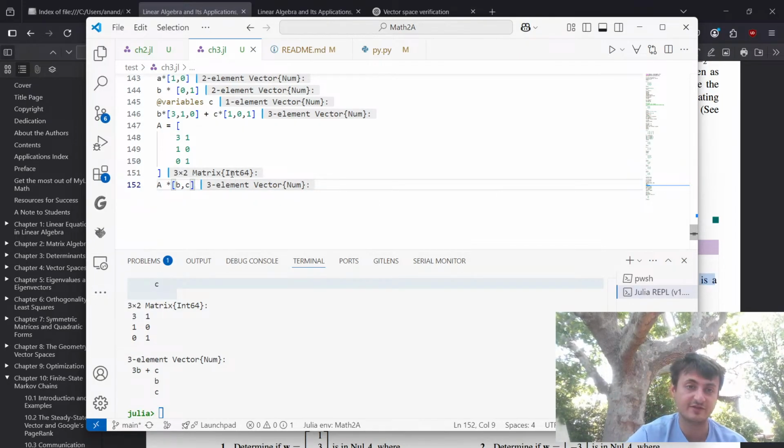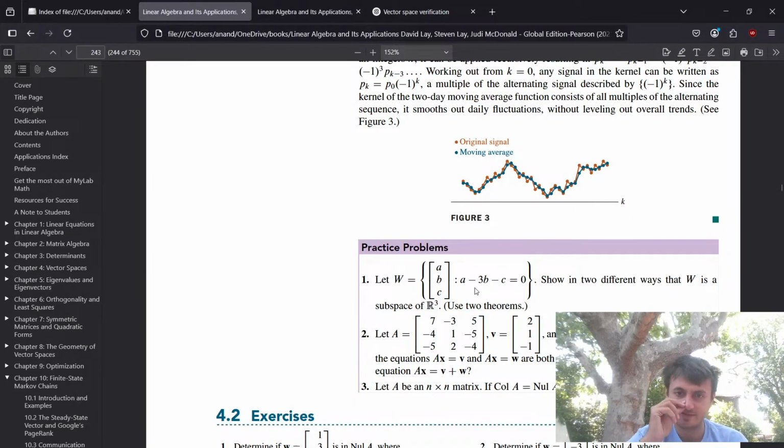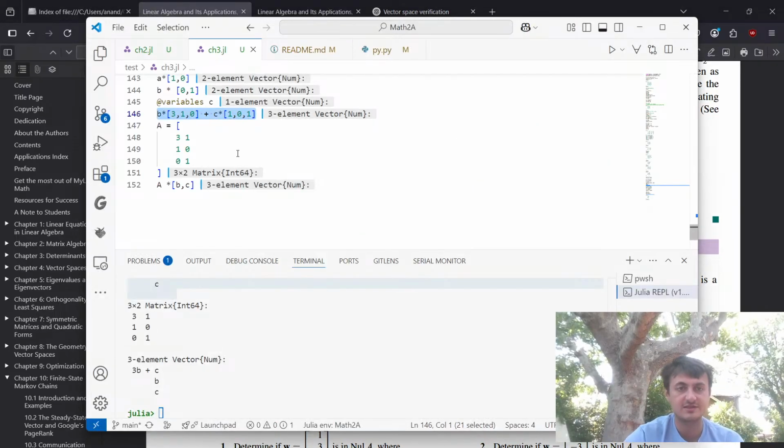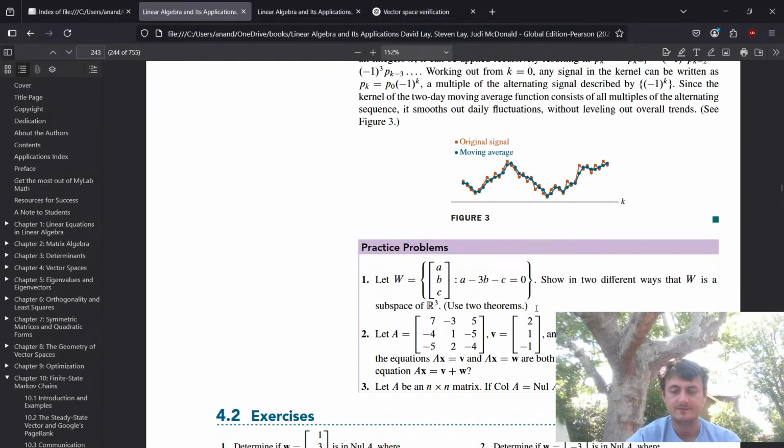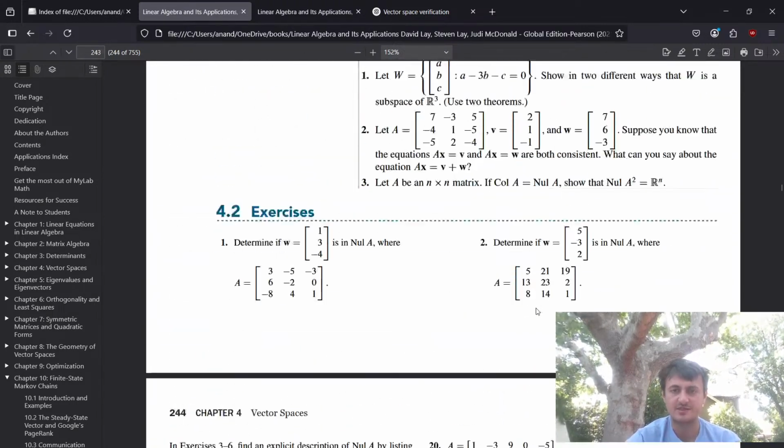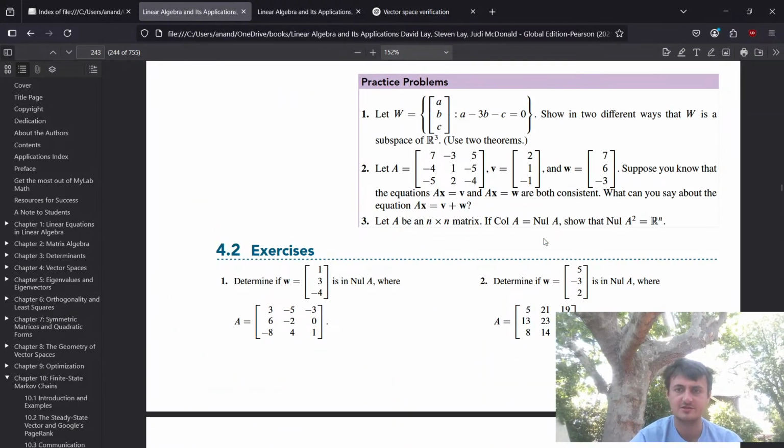Okay, so anyways, we found this matrix, and we found the linear combination. So this is W, and W is a subspace because it's all linear combinations of this form. I don't know what the second theorem is. Let's do the other two, and then we'll go check the answers.